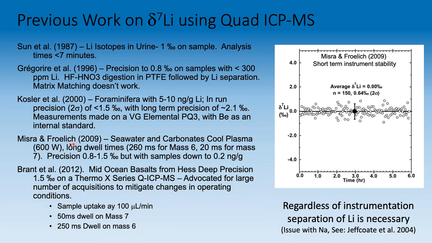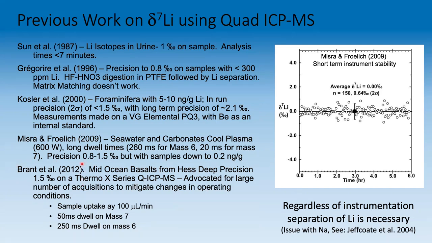Misra and Froelich wound up using cool plasmas. For those of you who've done this before, a lot of times for the alkali metals we think about cool plasmas, but they used long dwell times. But their precision was quite good and their samples had very, very little lithium in them. So they can go really, really low. And that's the advantage of the quad.